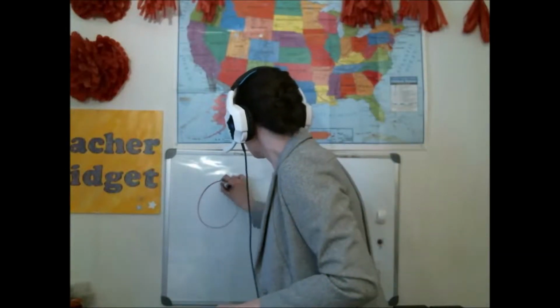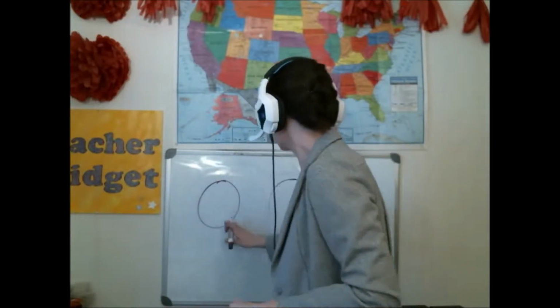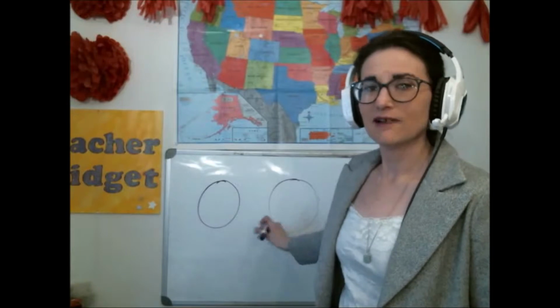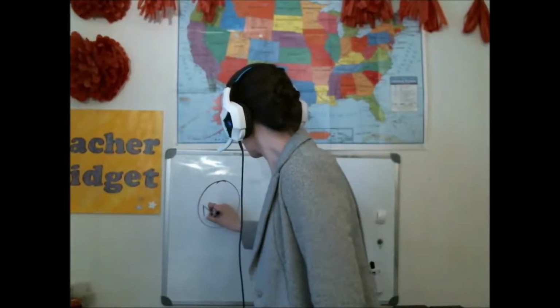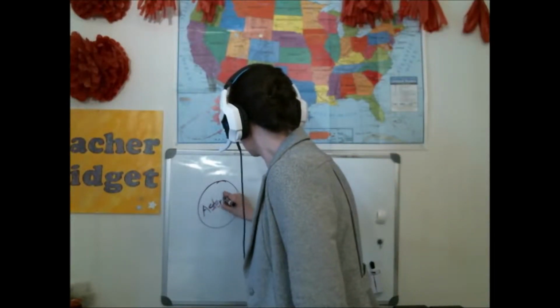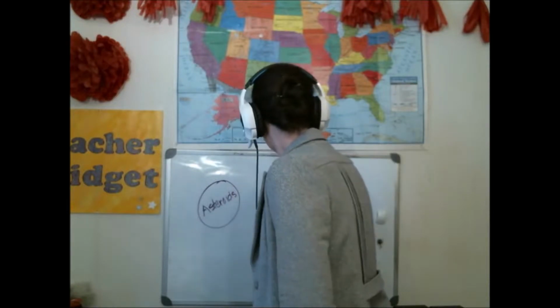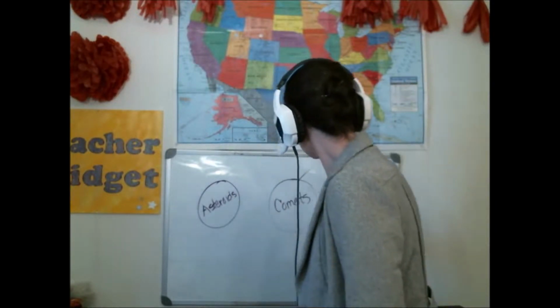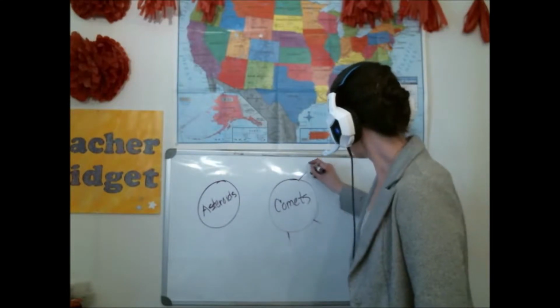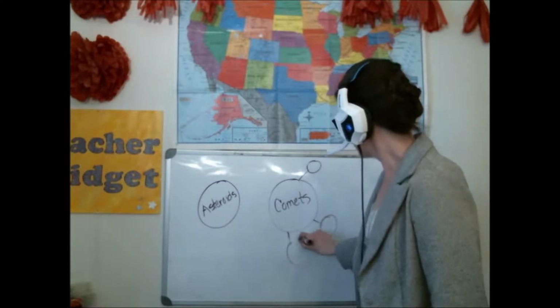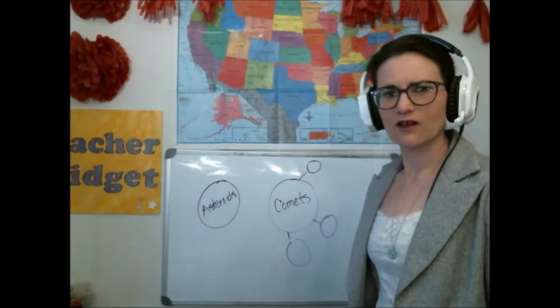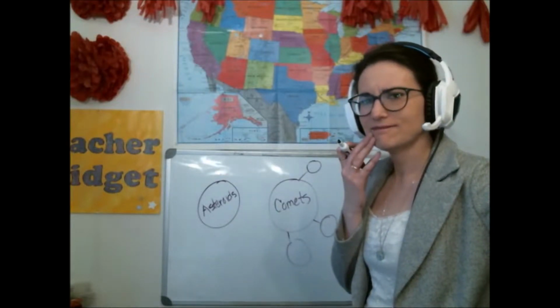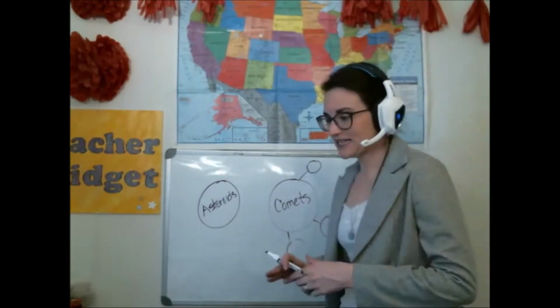So I start with 2 big circles. What goes in here? Yes, asteroids and comets. Okay. Okay, and then I have smaller bubbles coming off of here. What goes in these circles? Yes, very good, Sean. Supporting details.